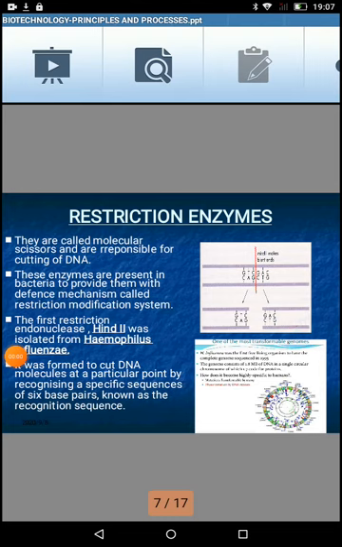Hello children. Today's topic of our session is restriction enzymes, which are a prime requirement of biotechnology, and let us have a little bit of information about them. They are also called molecular scissors. Why molecular scissors? Because they are capable of cutting through the genetic material of an organism.